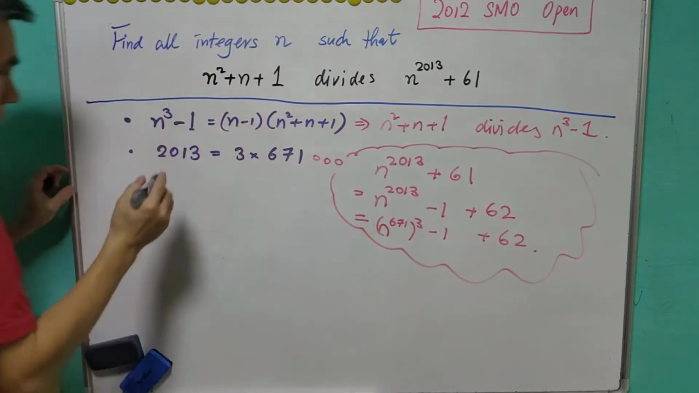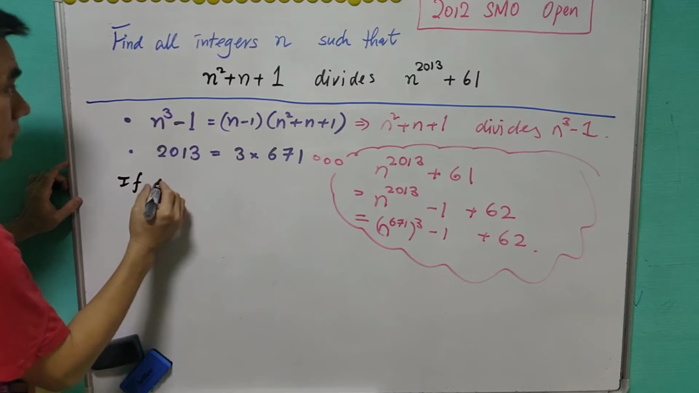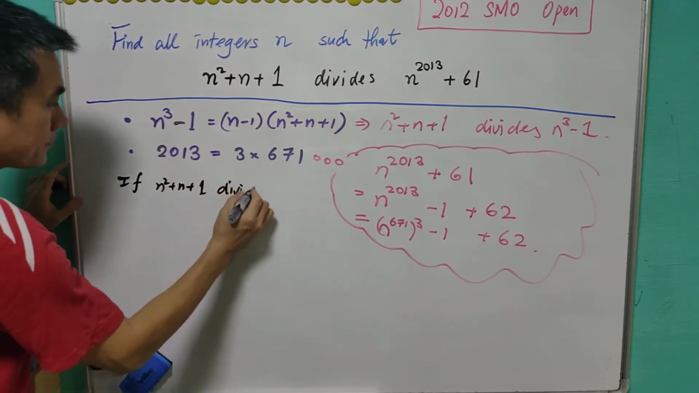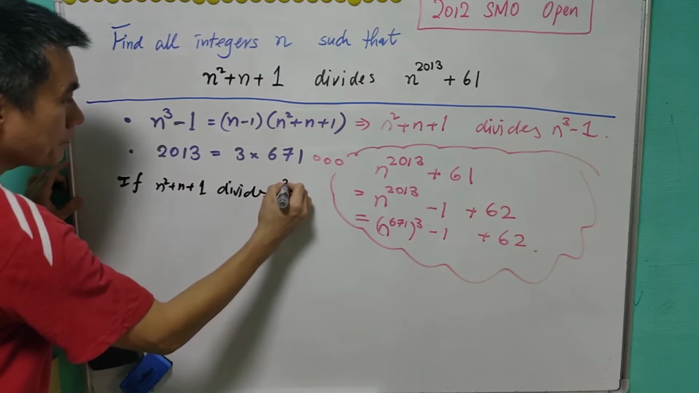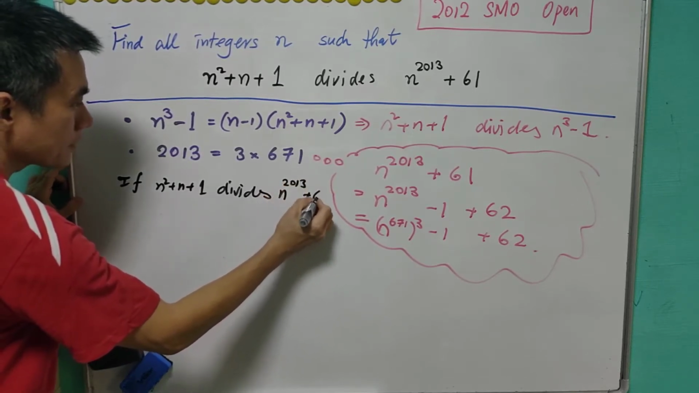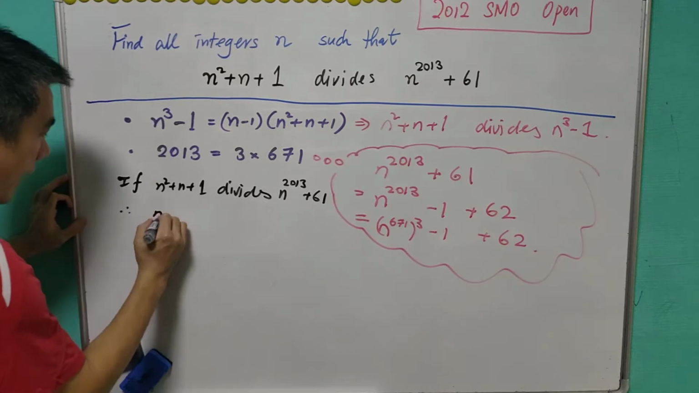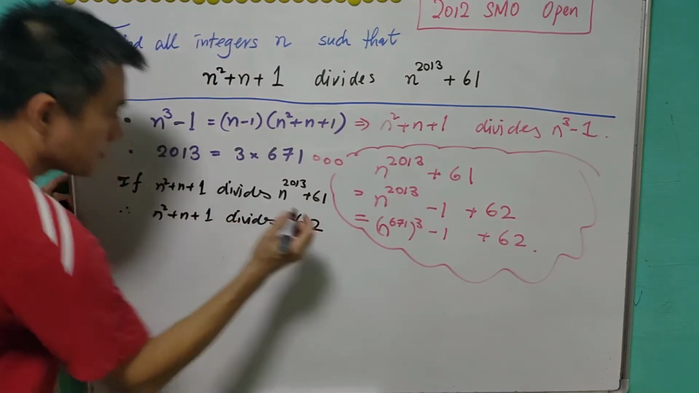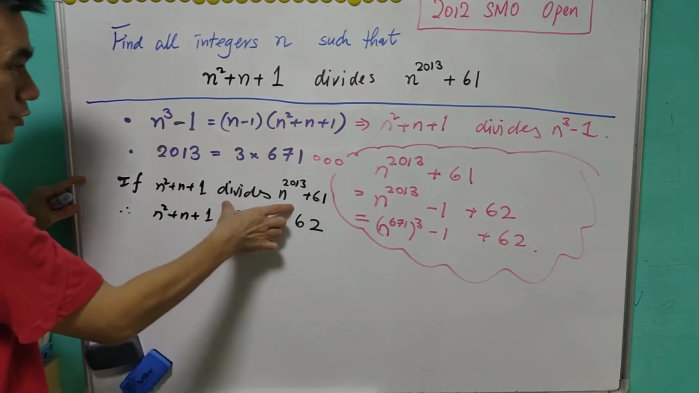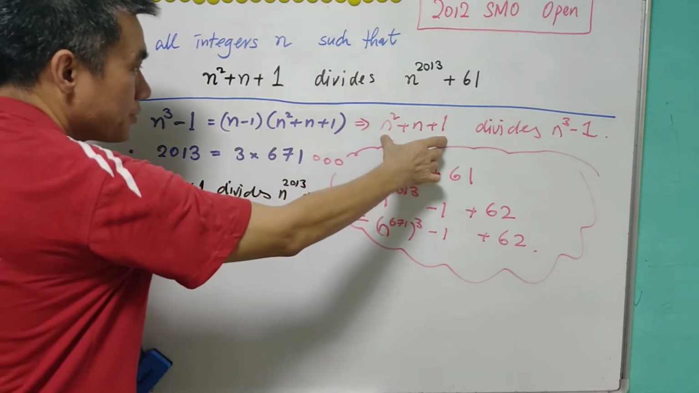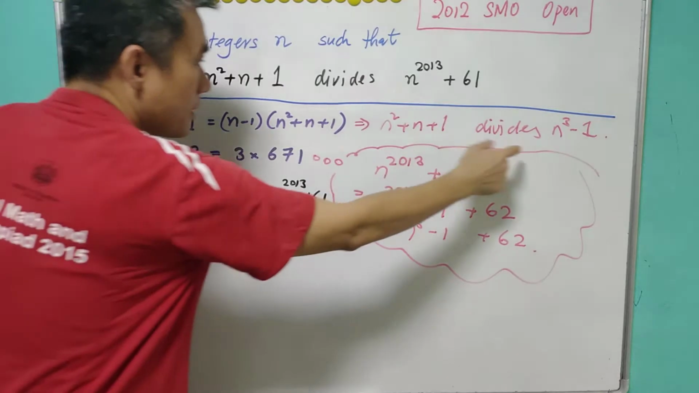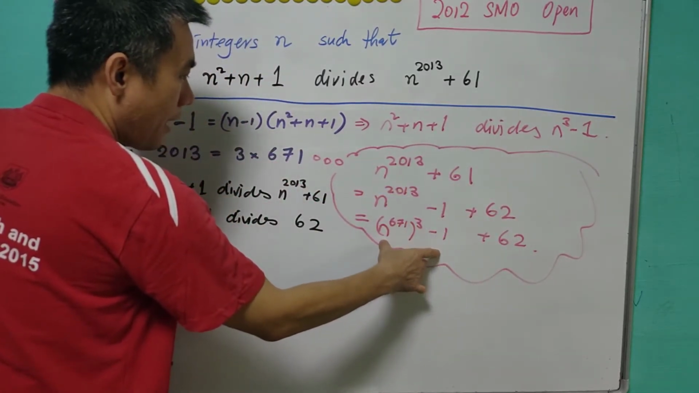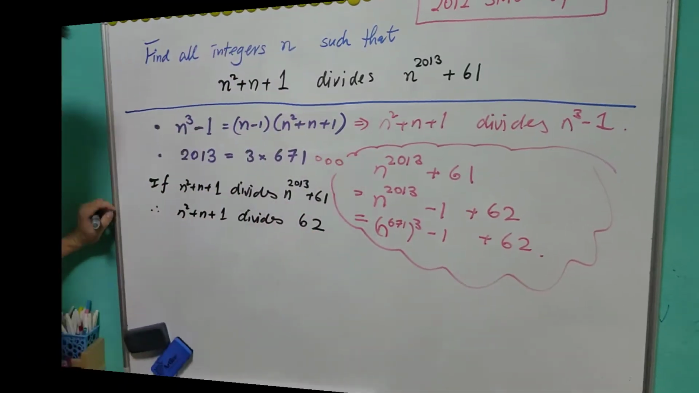So with these two ideas, we know that if n squared plus n plus 1 divides n to the power of 2013 plus 61, it will mean that n squared plus n plus 1 divides 62. Because if this is true, and using the first idea, n squared plus n plus 1 divides n cubed minus 1, so you divide this term, and therefore it must divide 62.